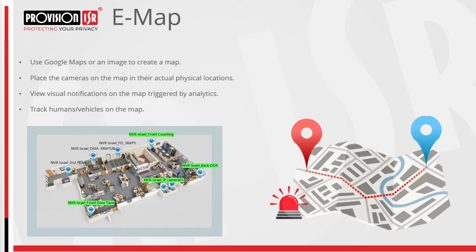Let's discuss e-mapping, a tool that enhances operational efficiency and security by providing a visual representation of monitored areas. The system enables real-time monitoring of various devices, streamlining responses to incidents and expediting resource dispatch. E-maps ensure situational awareness, offering decision-makers a comprehensive view for informed choices.